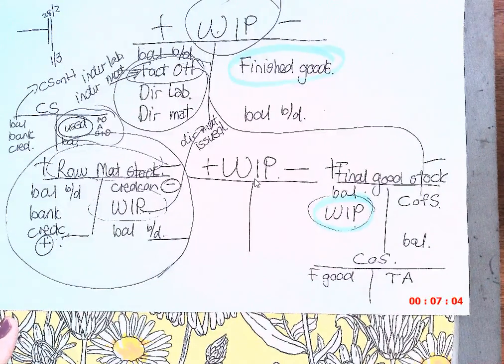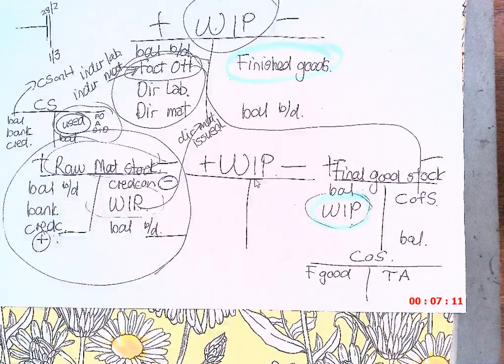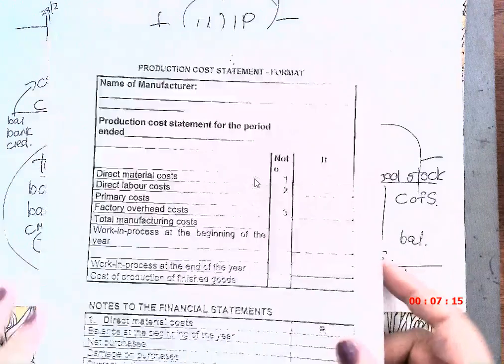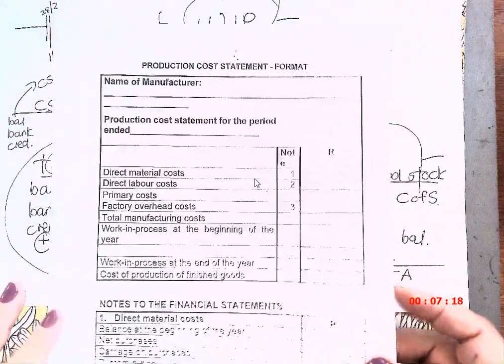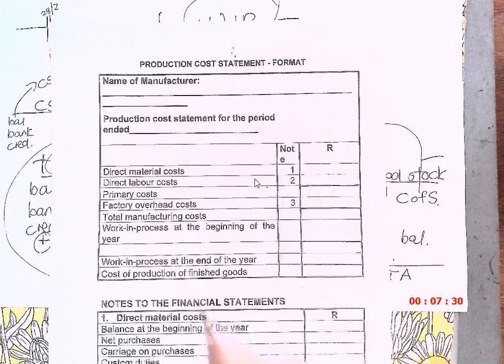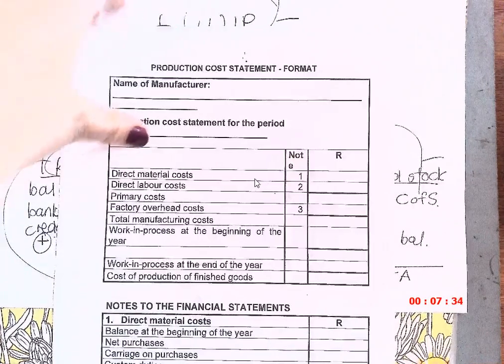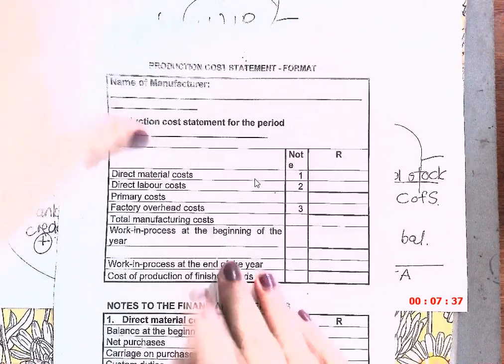Now, before I take questions, I want you just to go look. I also gave you, if I can find my papers, a format. So you will see that in manufacturing, they ask it in two parts. The first part of the question will be accounting. So they will ask you either the production cost statement or some of the notes. They love asking the production cost statement.